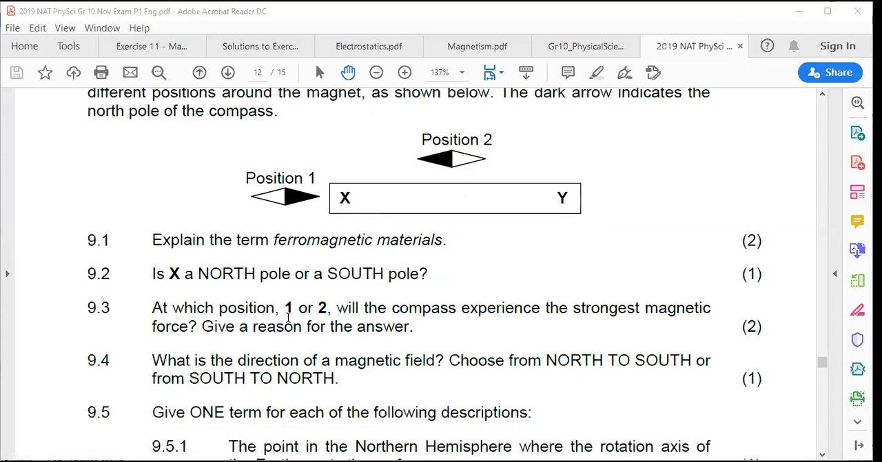Next one, 9.3. At which position, 1 or 2, will the compass experience the strongest magnetic force? Give a reason for the answer. Where do you get the strongest magnetic force here? Is it 1 or 2?